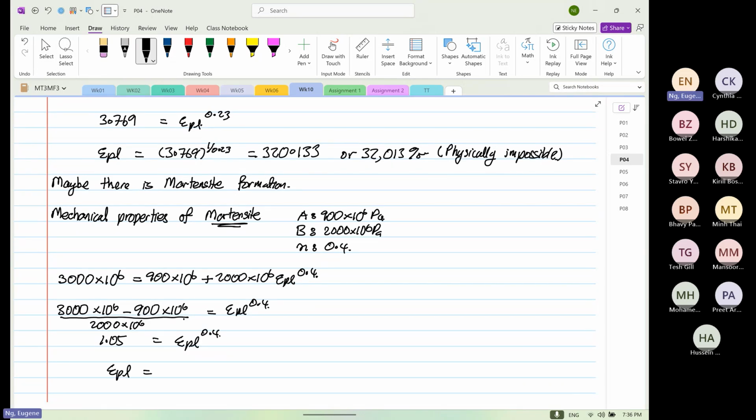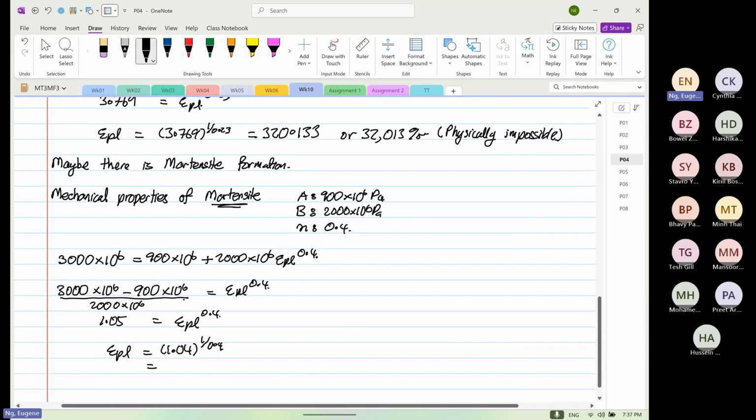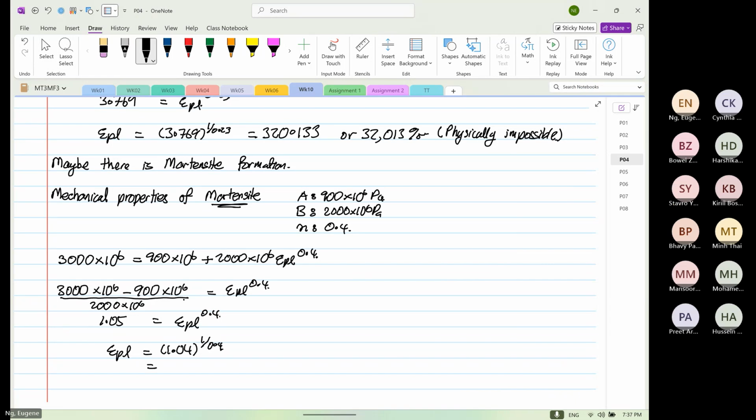Epsilon PL is equal to 1.05 to the power of 1 divided by 0.4. So this is equal to 1.05 to the power of 1 divided by 0.4, which is 1.130 strain, or 113.0%. Okay. Again, what?